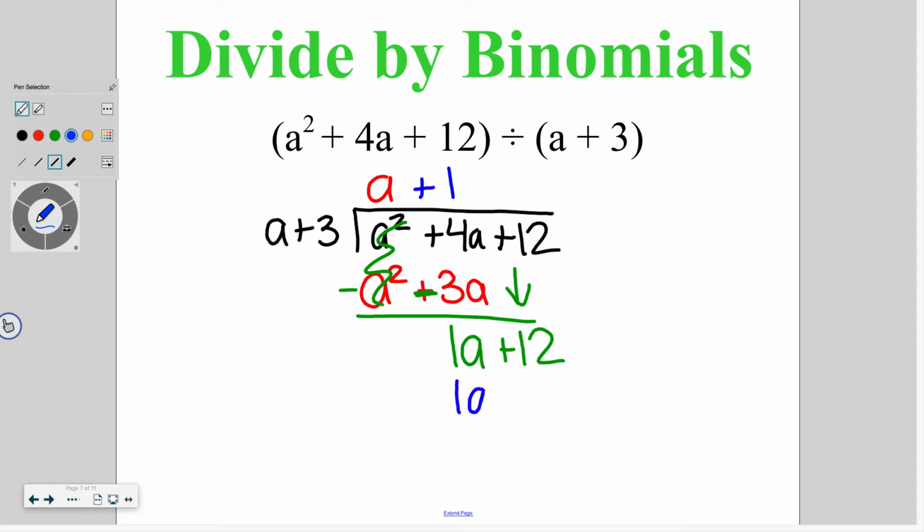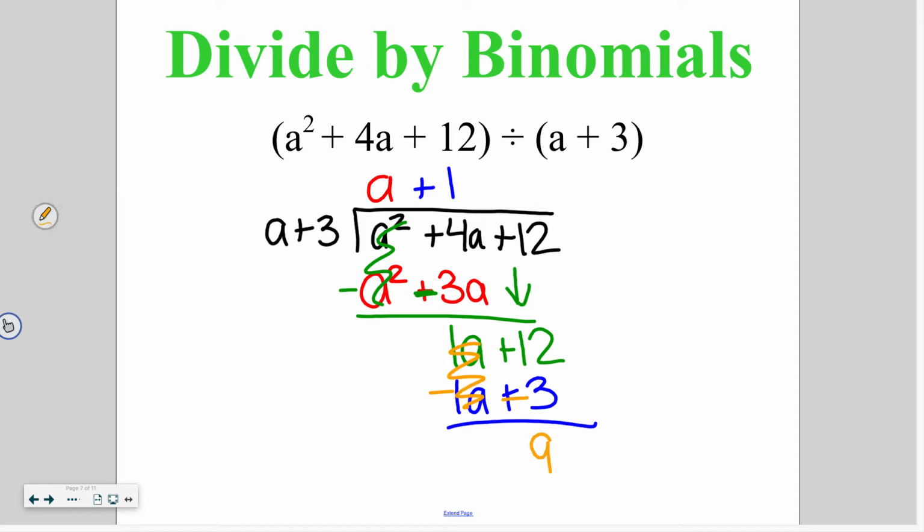So I've got 1a plus 3. 1a minus 1a, when I subtract, that cancels out. 12 minus 3 gives me 9. Just like when you did long division in 3rd or 4th grade, this is a remainder down here.